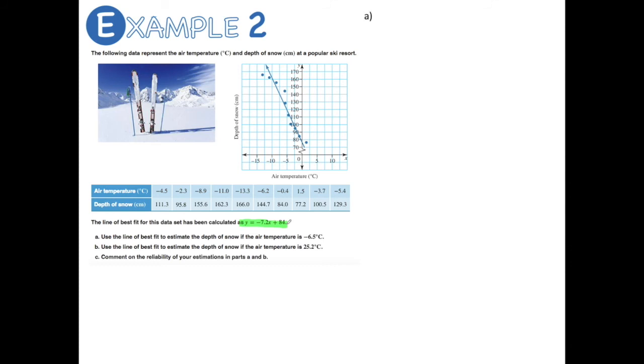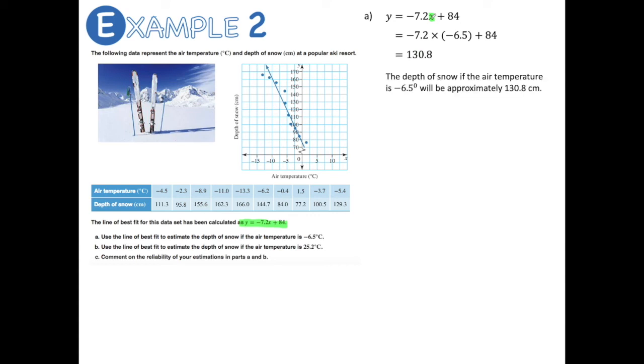So let's do our estimate for part A, when the air temperature is negative 6.5. That is going to be our x value. So we want to substitute negative 6.5 into our equation for x. So negative 7.2 times negative 6.5 plus 84, which equals 130.8. So the depth of snow when the air temperature is negative 6.5 degrees will approximately be 130.8 centimeters.